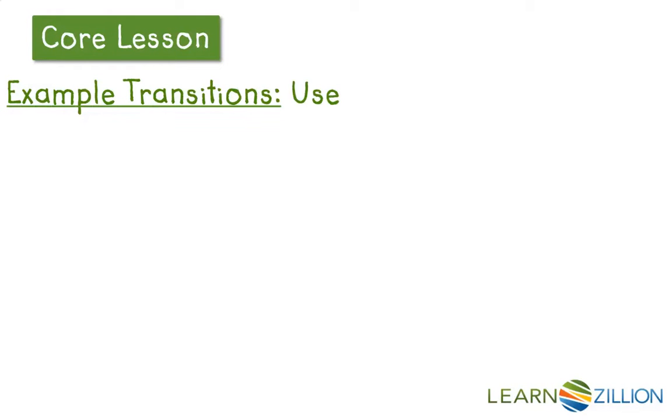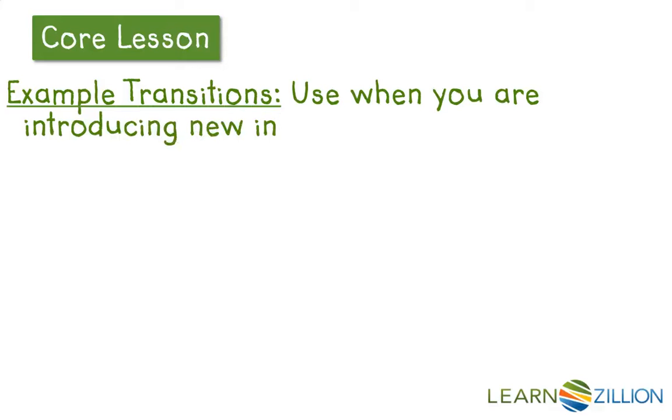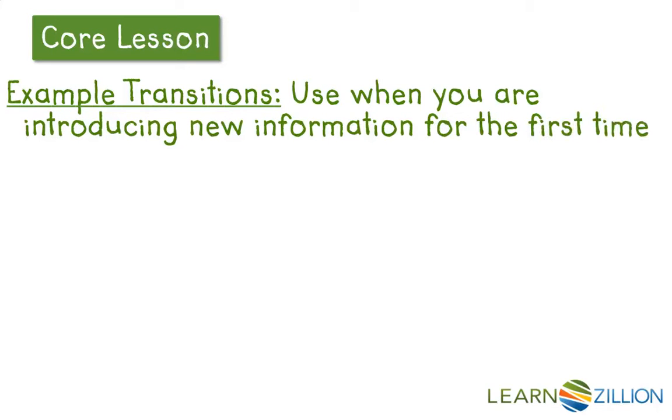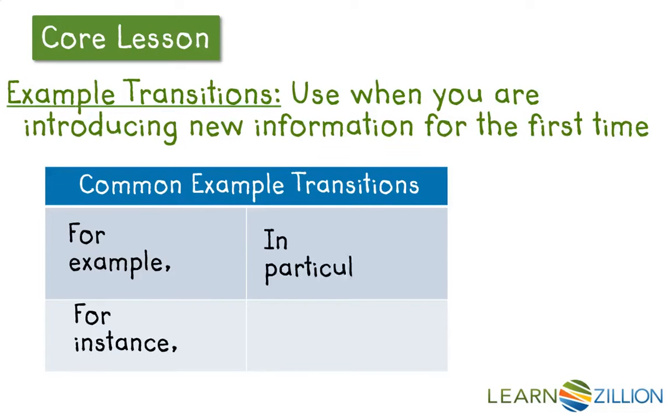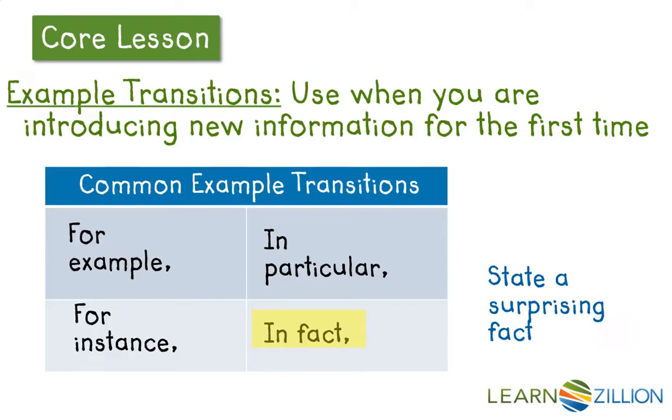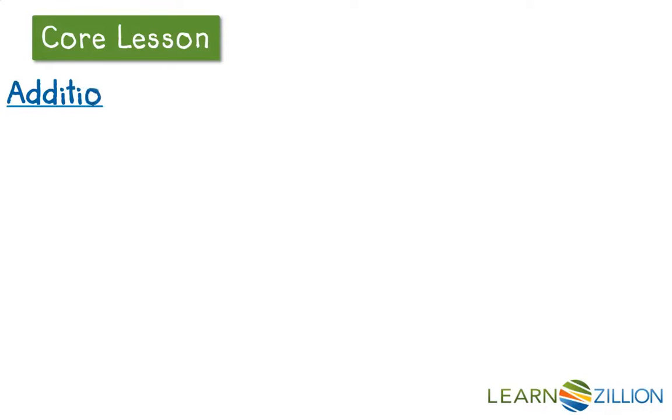So there are example transitions, which are transitions that you use when you are introducing new information for the first time. So if a reader sees an example transition, they know that new information is coming up. Some common example transitions are, for example, for instance, in particular, and in fact. It's important to note that in fact, you use it when you're stating a surprising fact. So it's a little bit different from the other ones.